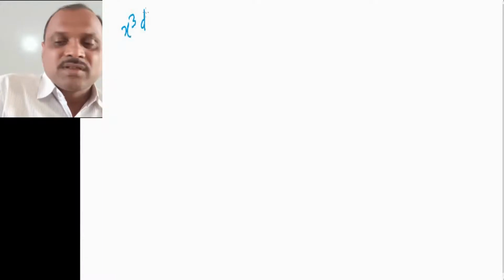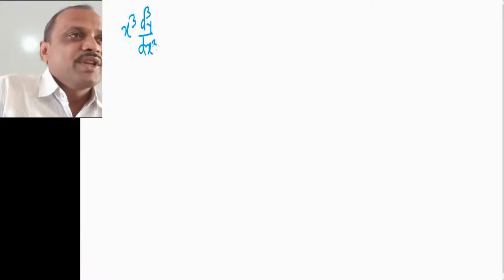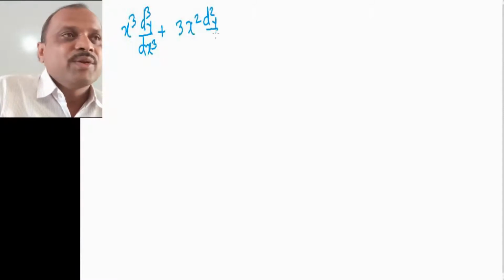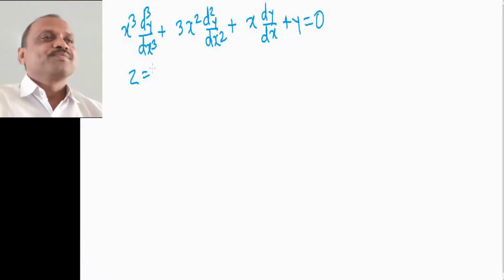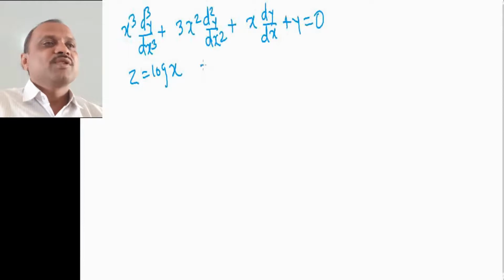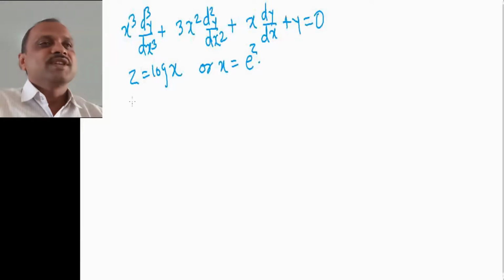Now friend, let us see one example of these types of roots. So let me write the example. Suppose x cube d cube y by dx cube plus 3 x square d2y by dx square plus x dy by dx plus y equal to 0. Here we put z equal to log of x, or x equal to e raised to z.